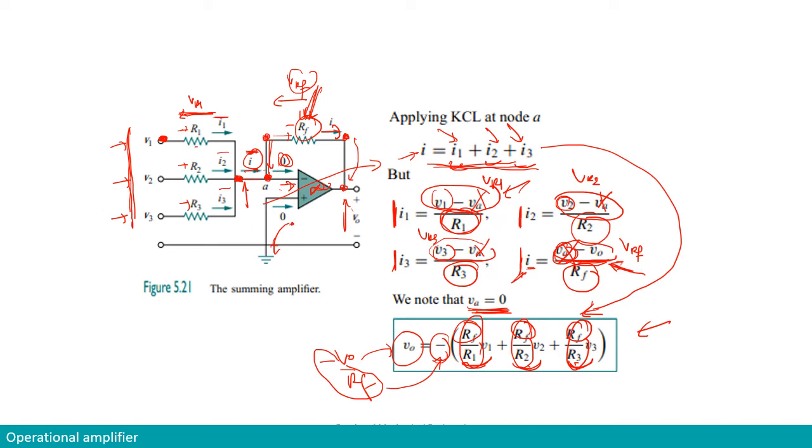So that's why we call it a summing operational amplifier, right? Of course it has a gain in front of each voltage, and they sum all those voltages, and there is an inverting component, so it inverts the signal from positive to negative.